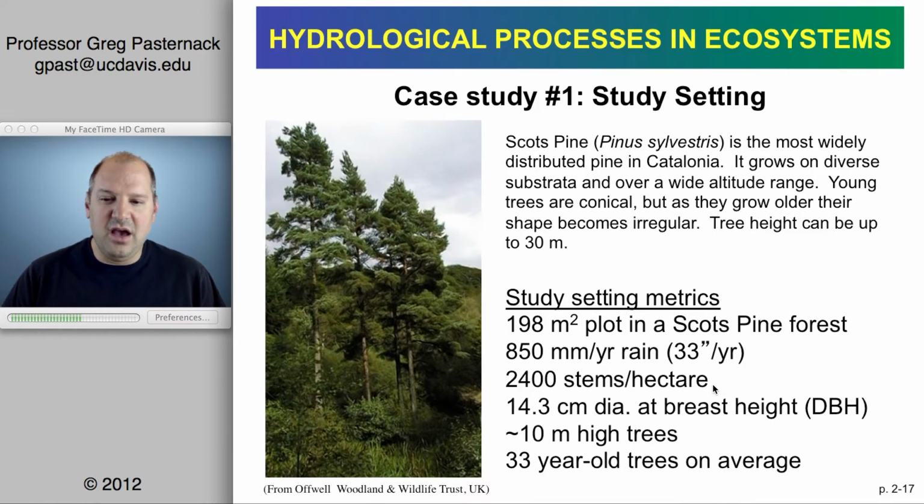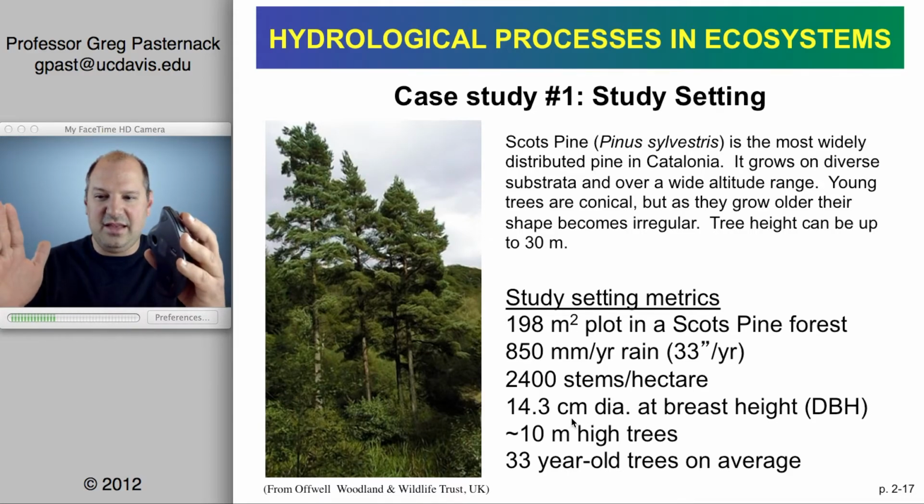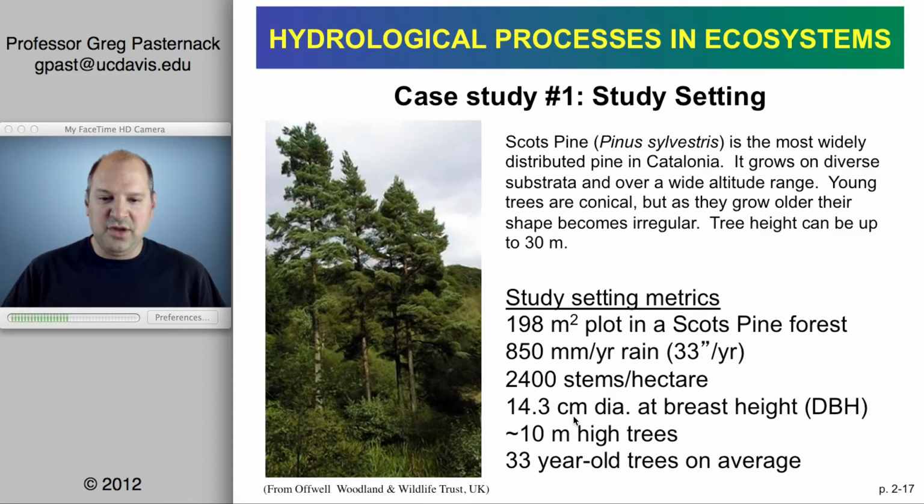The density of trees is 2,400 stems per hectare, and then the average diameter at breast height, a common tool that's used in ecological measurement of vegetation. You just take a tree caliper and squeeze it together and measure that diameter of the tree at about the height of your chest. And that average diameter is 14.3 centimeters, which isn't particularly big. These trees are about 10 meters high, so those are relatively small, and they're about 33 years old on average.